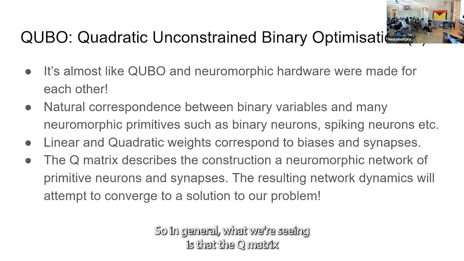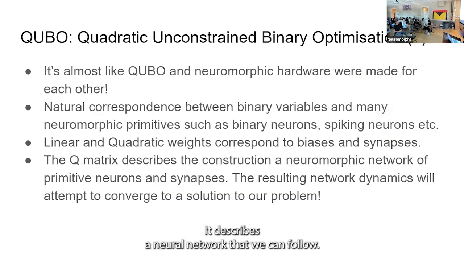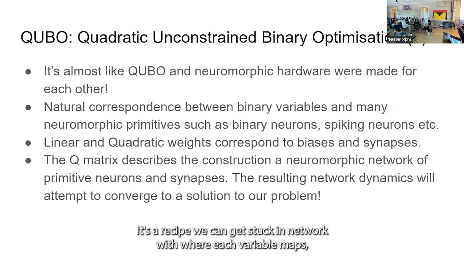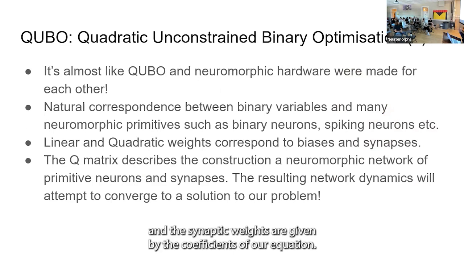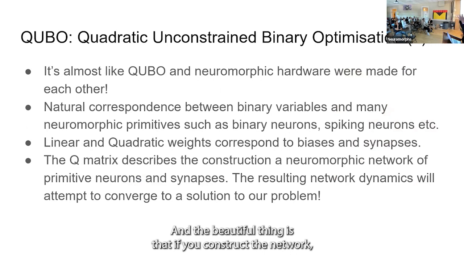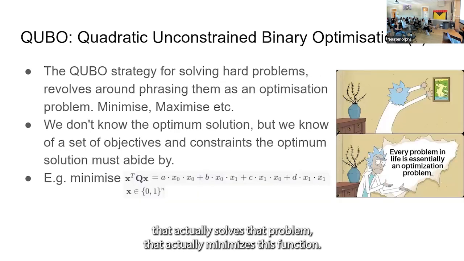So in general, what we're saying is that the Q matrix of this form actually describes a network. It describes a neural network that we can follow. It's a recipe. We can construct a neural network where each variable maps to at least a neuron, and the synaptic weights are given by the coefficients of our equation. And the beautiful thing is that if you construct the network the Q matrix is telling you to do, and you let it, for example, relax, or you let the dynamics happen, the network will settle in a state that actually solves our problem, that actually minimizes this function.